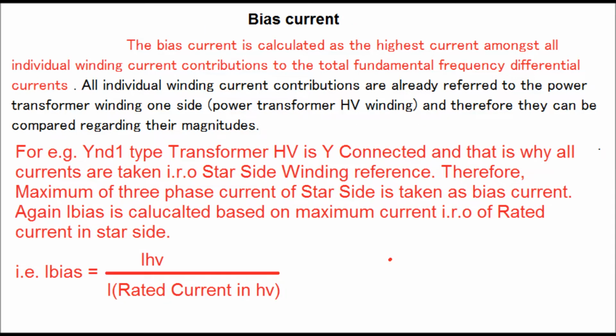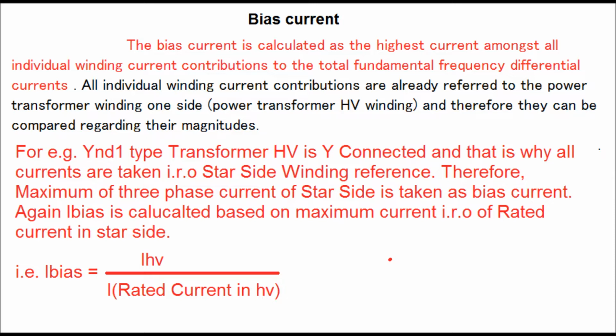Now the bias current. How does the ABB make RET 650 calculate the bias current? The bias current is calculated as the highest current amongst all individual winding current contributions to the total fundamental frequency differential current. All individual winding current contributions are already referred to the power transformer winding one side. That is, if the HV side is star connected, then all the individual winding currents are converted to the star side or reference winding, and therefore the highest of the HV side winding currents is taken as the bias current. For example, if it is a YND1 type transformer and HV is Y connected, all the currents are referred to the star connected winding or HV side winding. That is, the star connected winding is taken as the reference.